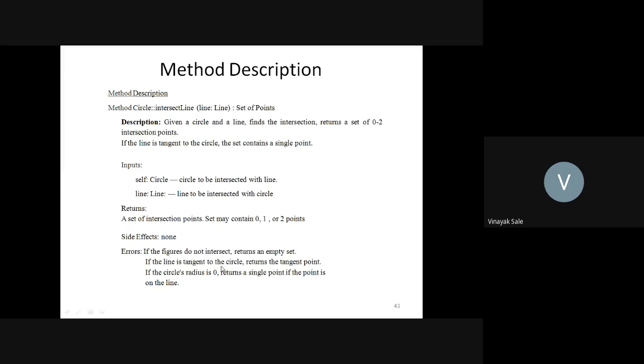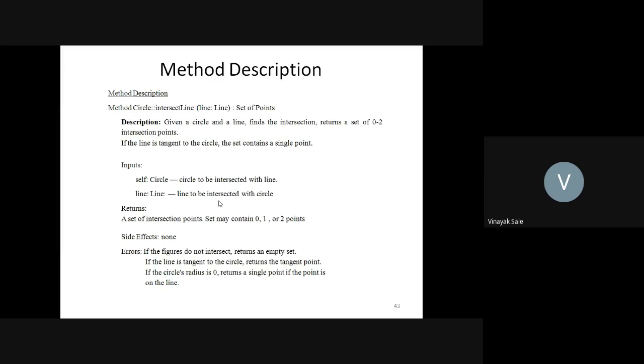And what errors may occur? If the figures do not intersect, the line and circle do not intersect, then it returns an empty set. If the line is tangent to the circle, it returns a tangent point. If the circle's radius is 0, then it returns a single point, and that point lies on that line, and that must be the center of the circle.